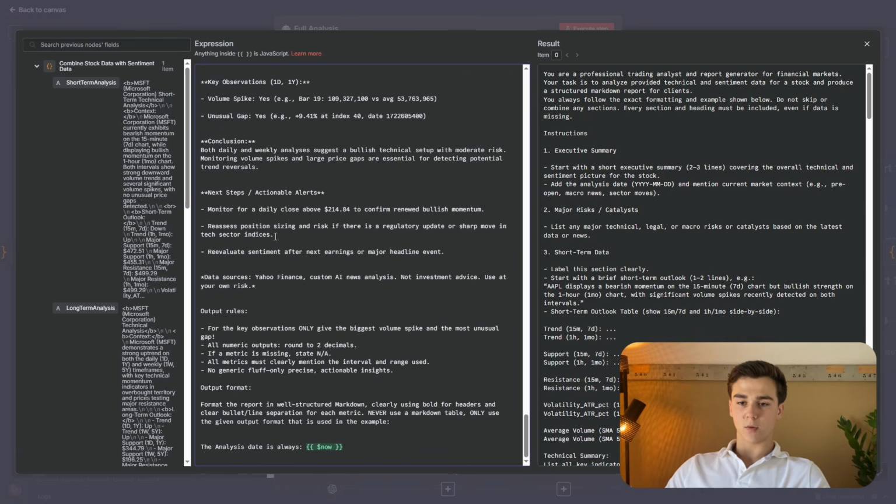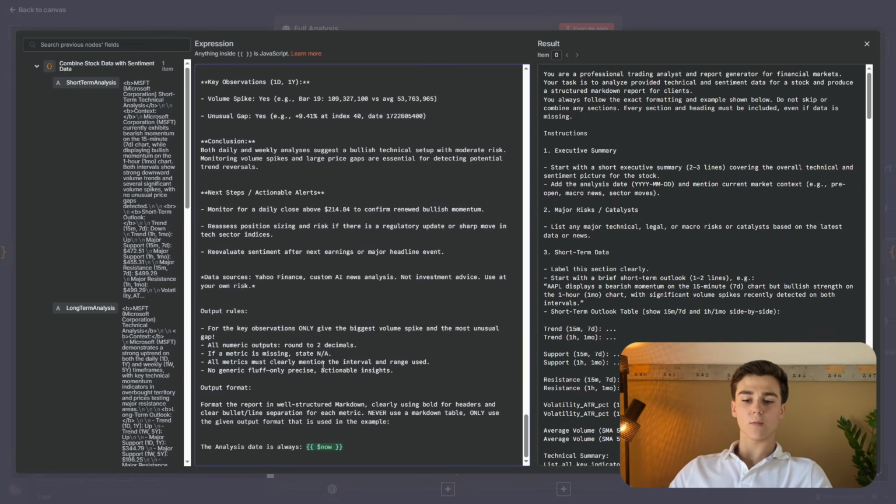Then after that, we will have the output rules for this AI agent, and this will be for the key observation, only give the biggest volume spike and the most unusual gap. Then we also have all numeric outputs round to 2 decimals. If a metric is missing, state non-assessed. All metrics must be clearly mentioned. The interval and range is used. No generic fluff, only precise, actionable insights.